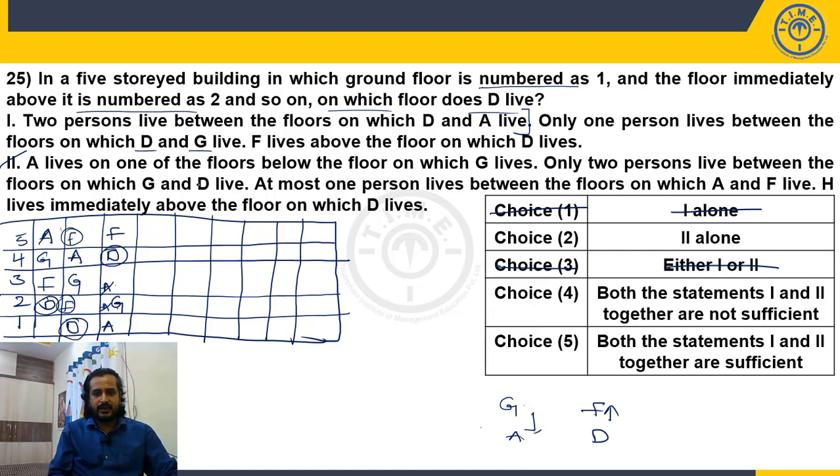Only two persons between G and D. G cannot be at the bottom. Okay, so G here. This I am checking with statement 2. So G here, 1, 2 gap, D.